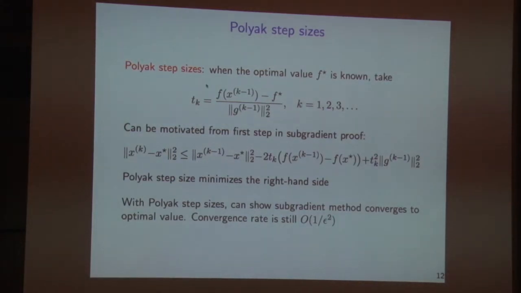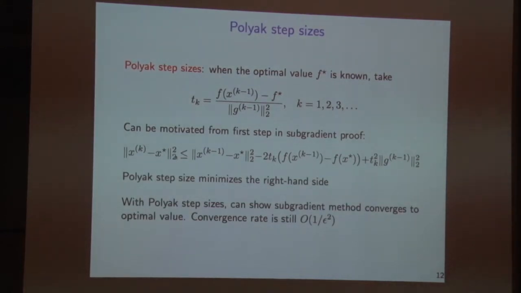This choice of step size is what minimizes the right-hand side, so it makes the bound as tight as possible when f star is known. That's one way to motivate it. Had we done the convergence analysis, we would have made that bound in the first step, and we would have said, what's the step size that makes the right-hand side here, which is bounding the distance that x_k is from optimality, as small as possible? If you just differentiate this with respect to t_k and set it equal to 0, you'd get this expression for t_k.